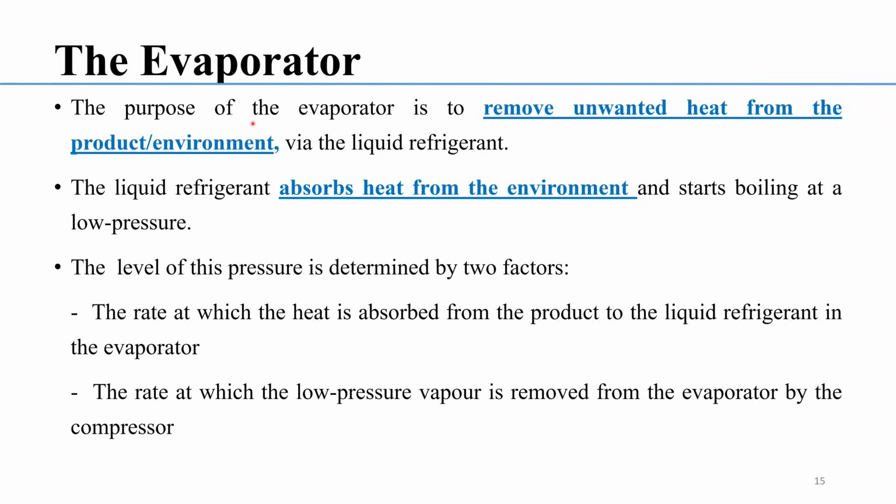The next one is the evaporator. We keep our foods or pharmaceuticals in the evaporator. The purpose of this evaporator is to remove unwanted heat from the product or environment via the liquid refrigerant. The liquid refrigerant absorbs heat from the environment and starts boiling at a lower pressure. The level of this pressure is determined by two factors: the rate at which the heat is absorbed from the product to the liquid refrigerant in the evaporator, and the rate at which low pressure vapor is removed from the evaporator by the compressor.